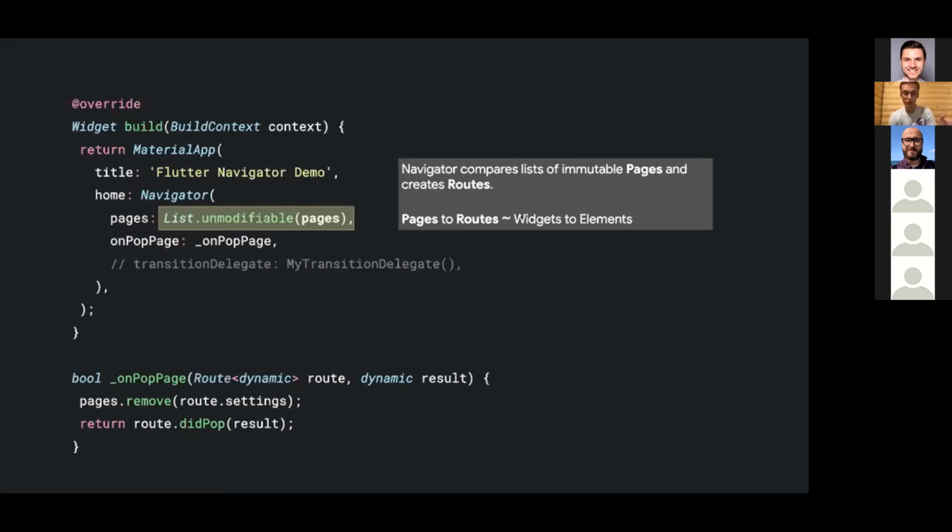So widgets are immutable declarative descriptions of elements, and pages are immutable declarative descriptions of routes. So let's say if you add a new page to the end of the list of pages, the navigator will trigger a new animation and will push the new page on top of the navigation stack.